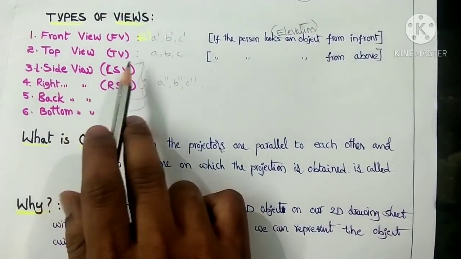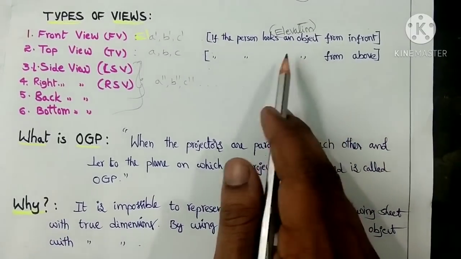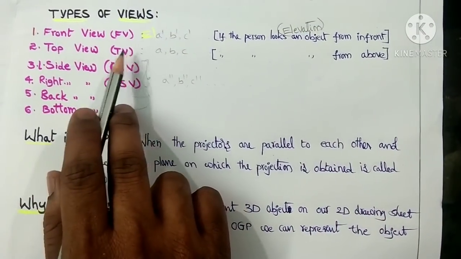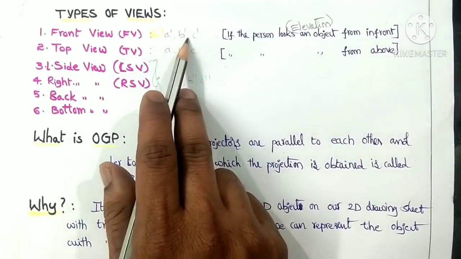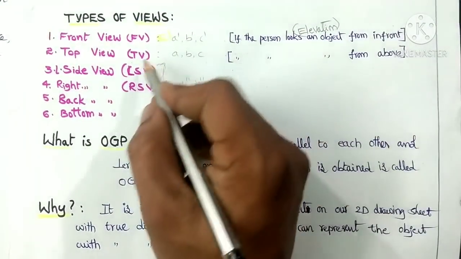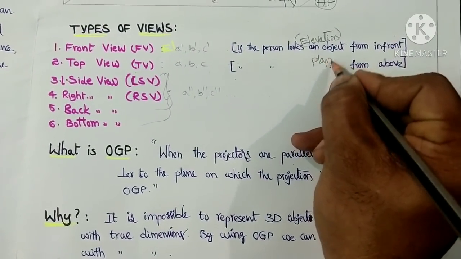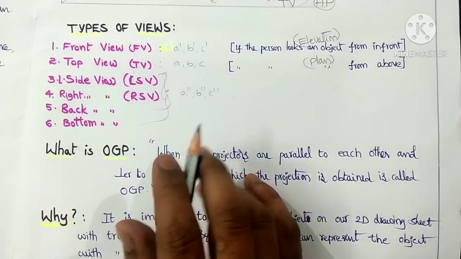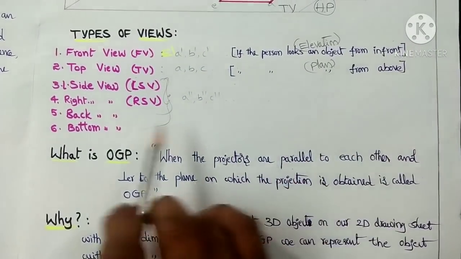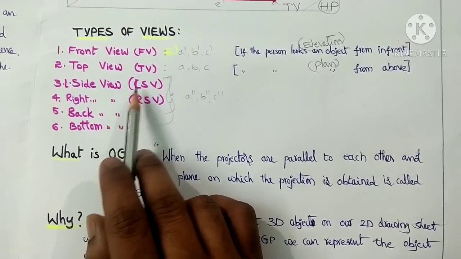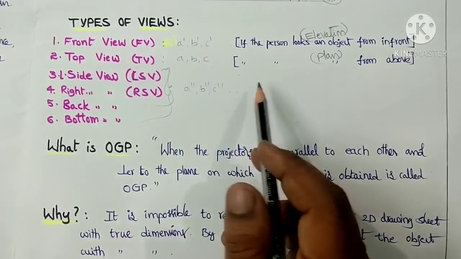And similarly, if the person looks at an object from above the object, that view is called top view. Top view is represented by small letters, and front view is represented by a small letter with a dash. Top view is also called plan. Top view, also called plan, has its position from above the object. And similarly, side views are denoted by a small letter with a double dash.